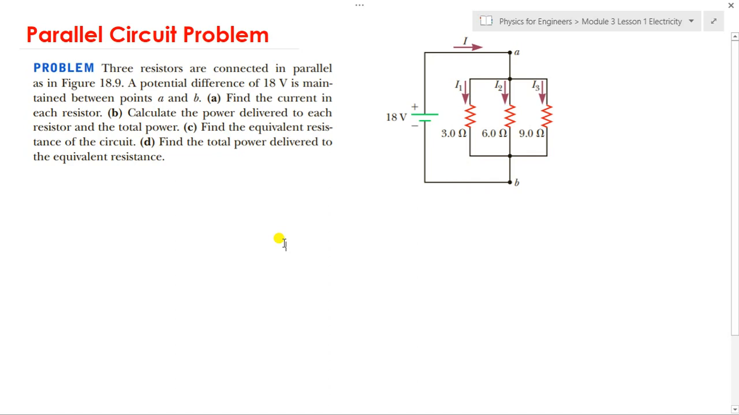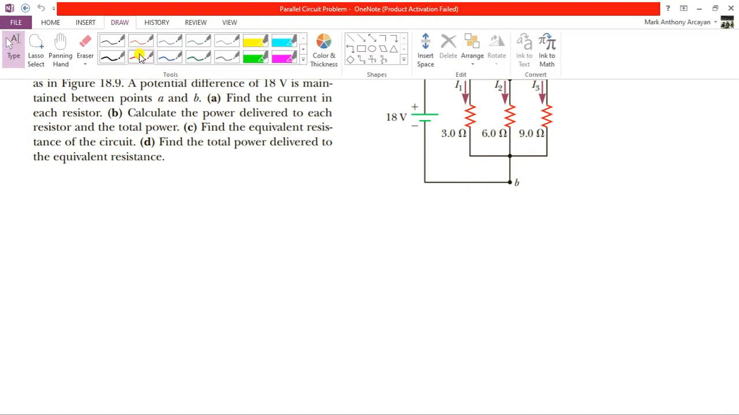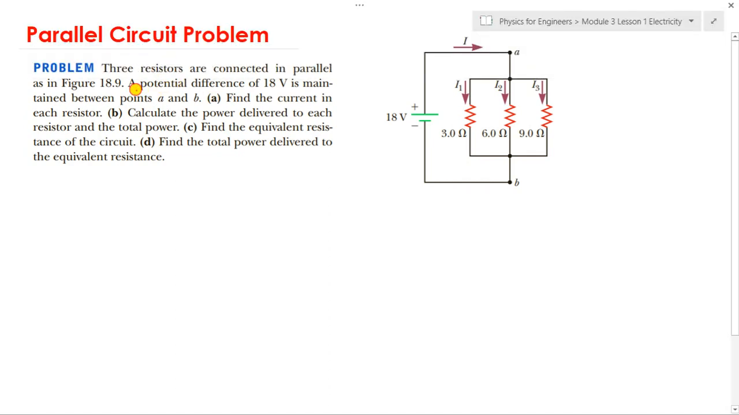the parallel circuit. Here we have three resistors connected in parallel, as shown in the figure. R1 is 3 ohms, R2 in the middle is 6 ohms, and on the right side R3 is 9 ohms. A potential difference, which is the same as the voltage of the source, of 18 volts is maintained between points A and B. So the voltage at these two points is 18 volts.